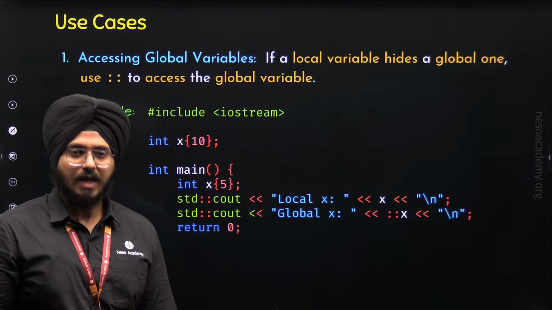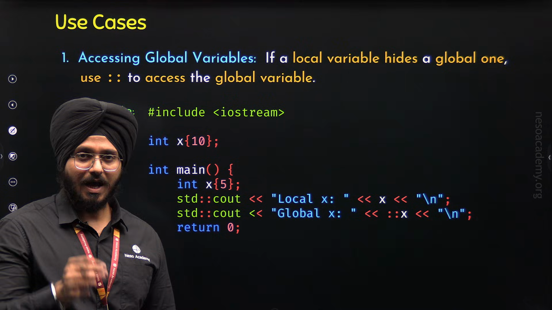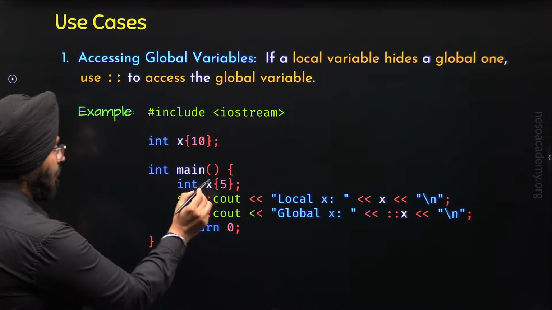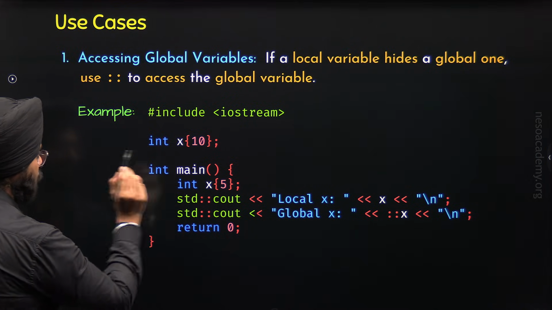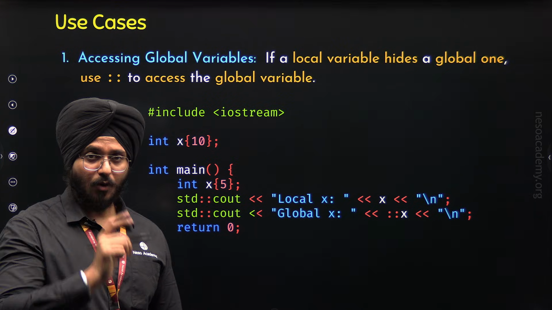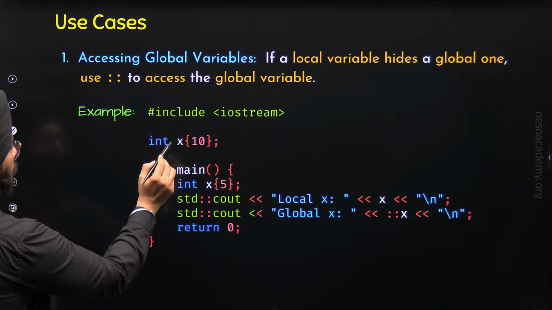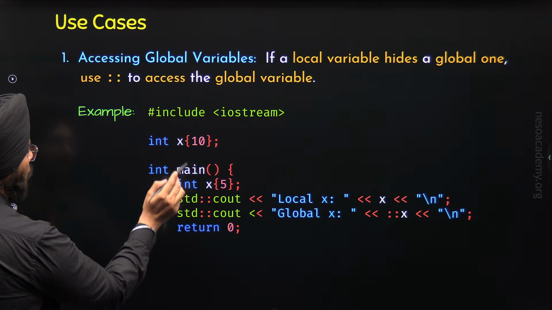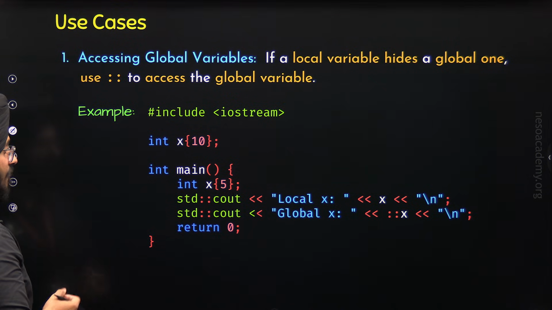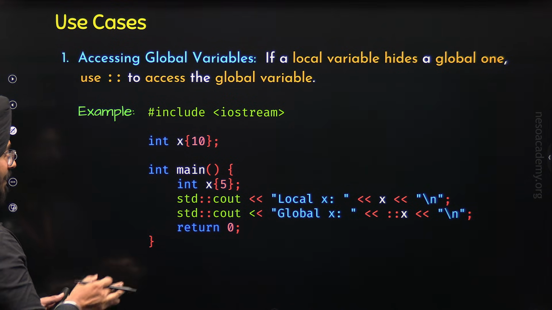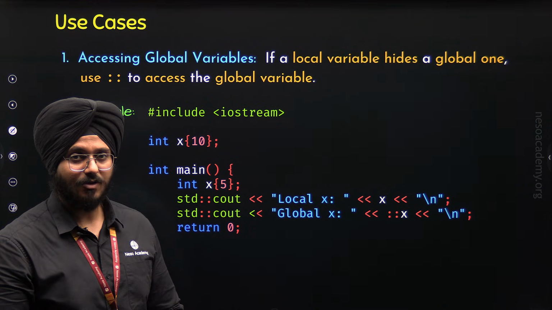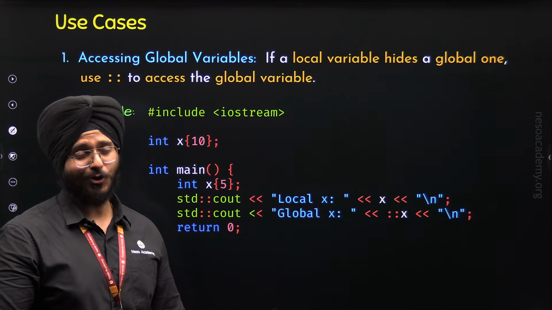Whenever we define a variable within a function, that variable is called a local variable. So this variable is local to this function. It has the scope of this function. Now you can observe that the name of the global variable and the name of the local variable is same. So now the question arises that if we try to access x in our main function, then which variable will be accessed? Will it be a global variable or a local variable?